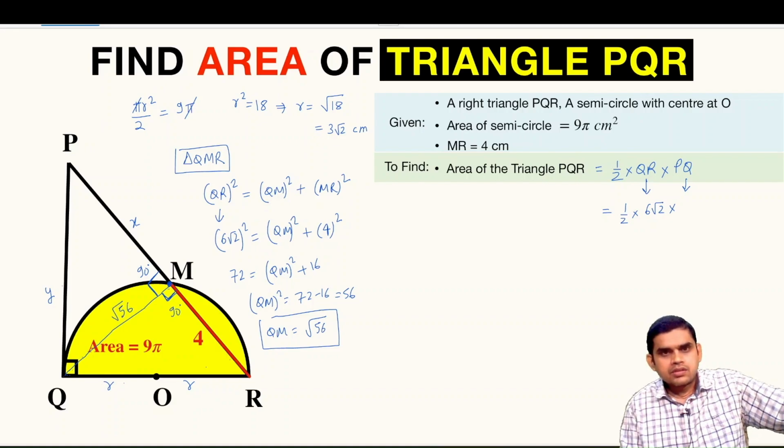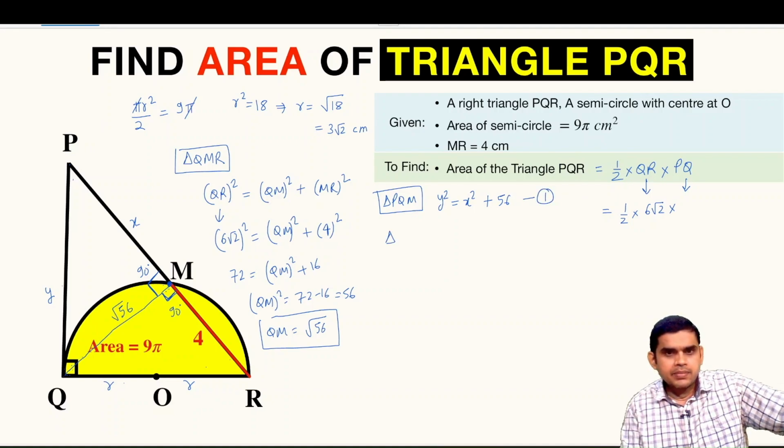Now let us focus on triangle PQM. This is also a right angle triangle, so we can apply Pythagoras theorem here. Here y, this length PQ, will act as hypotenuse. So y square will be x square plus this QM square. So QM square will be square of root of 56, that is 56. Let us name this as equation 1.